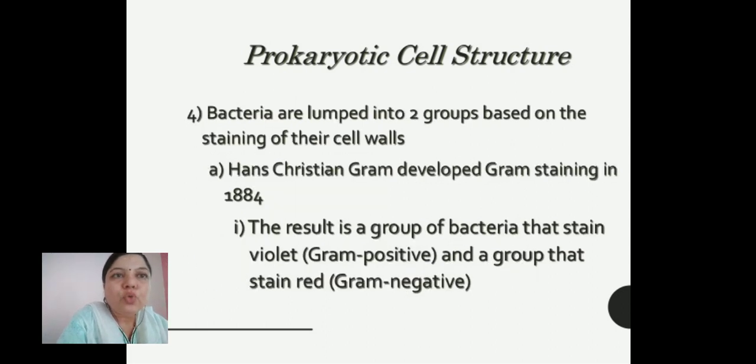Bacteria are lumped into two groups based upon the staining of their cell wall. This staining process was innovated by Hans Christian Gram. It differentiates bacterial cells into two types, gram positive and gram negative. In the result of gram staining, the group of bacteria that get stained violet in color are known as gram positive bacteria, whereas the group of bacteria that get stained pink or red in color are known as gram negative in nature.